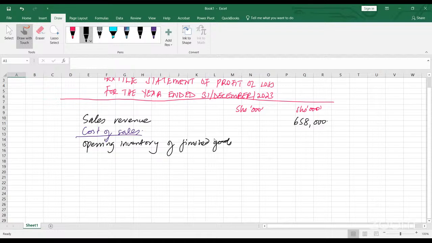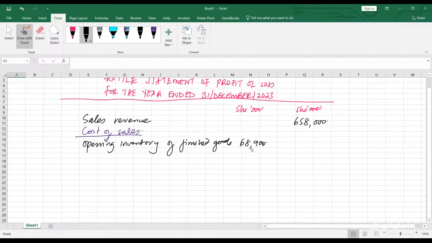Yes. Checking the trial balance. How much is the opening inventory of finished goods? That is 68,900. That is our opening inventory.